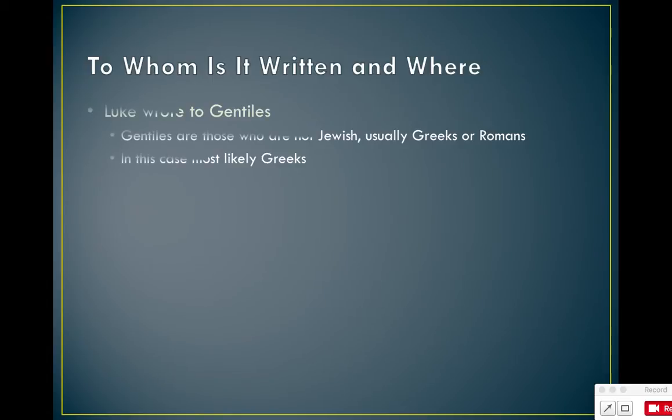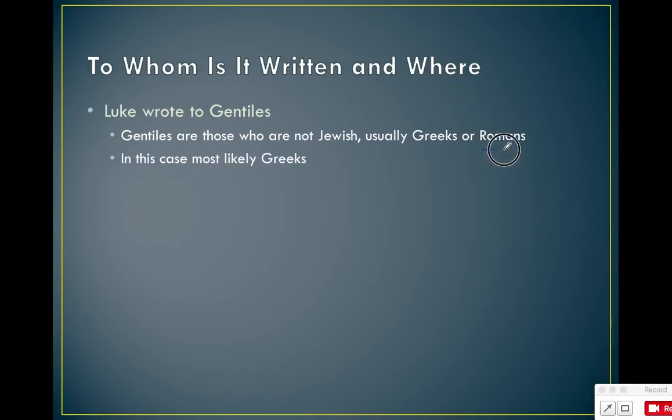Luke is writing, as we said, to Gentiles. As I said, Gentiles are those who are not Jewish. Could have been Greek, could have been Roman, could have been from anywhere. But if you're not Jewish, you are a Gentile. Most likely, Luke is writing to the Greeks.